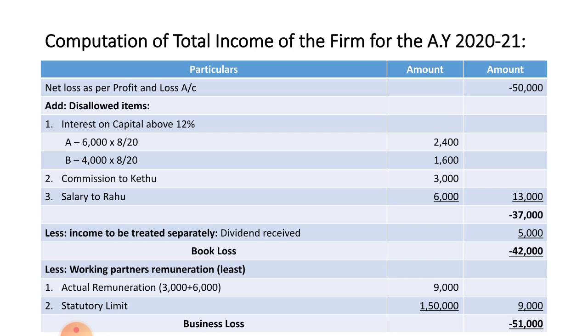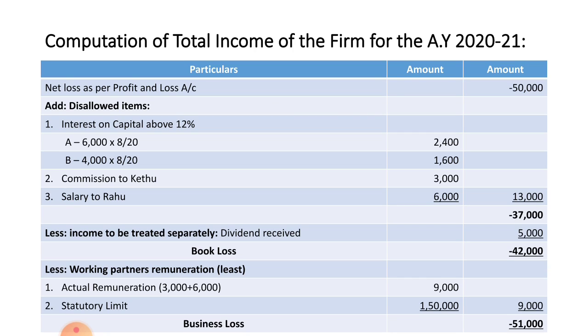3 columns you have to draw: particulars and 2 amount columns. First you have to write net loss as per profit and loss account 50,000, that is minus 50,000, meaning loss. To that you have to add disallowed items, because now you have to reduce the loss, that is why you are adding back those disallowed items to the loss.